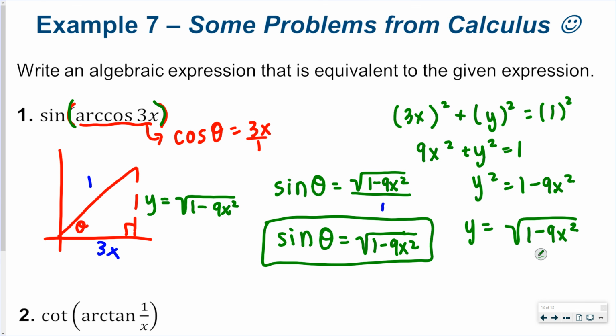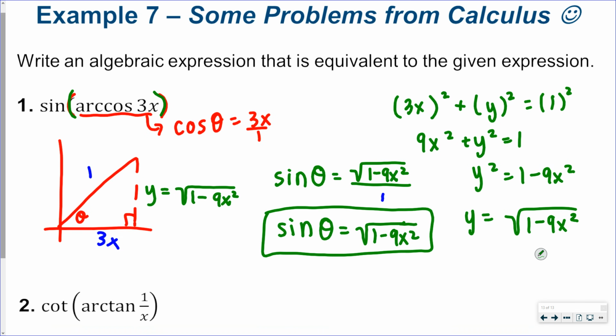I'll talk through it again. We knew that cosine of some angle is 3x. So I just drew a right triangle and labeled that. Again, we're not quite sure what quadrant it's in because we don't know what x is, but just for the sake of finding an equivalent one for sine, you can draw it here in quadrant 1. We knew cosine is adjacent over hypotenuse.